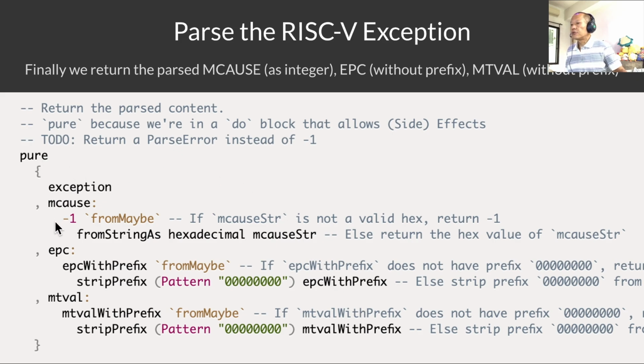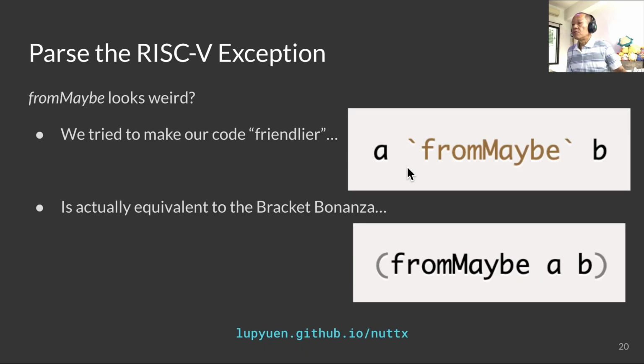One last cute trick in PureScript. Sometimes we write back quotes or backticks like this: from maybe. Well, something backtick something is actually equivalent to bracket something something. Okay, enough PureScript for today. Hopping on to JavaScript.